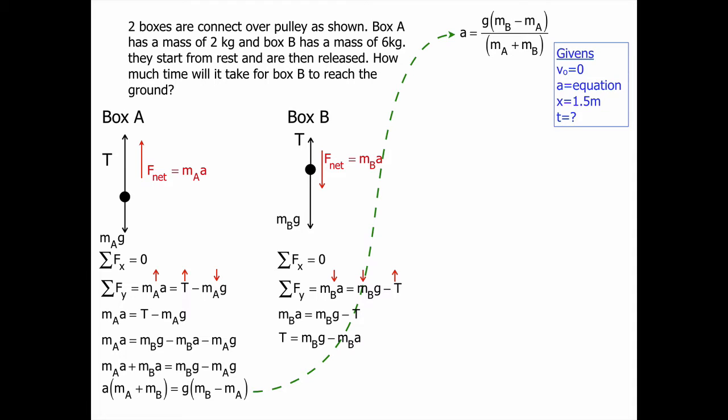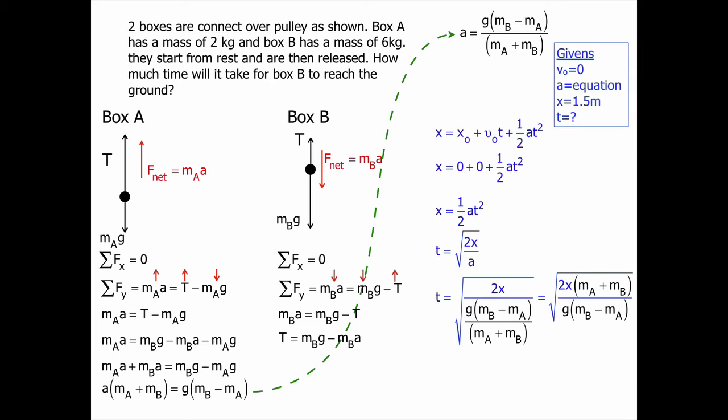Start with the givens. I know the initial velocity is 0, a is this equation, which I'll put numbers in later, and x is 1.5, and I'm looking for t. So if I examine all this, I realize I need that expression where x is equal to x naught plus v naught t plus 1/2 a t squared. So x is equal to 0 plus 0 plus 1/2 a t squared. Therefore, x is equal to 1/2 a t squared. So if I rearrange this for t, t is equal to the square root of 2x over a. So t is equal to the square root of 2x divided by that whole fraction that I have up there at the top of the screen in black for a. And then I can rearrange the fraction a little bit to make the math easier.